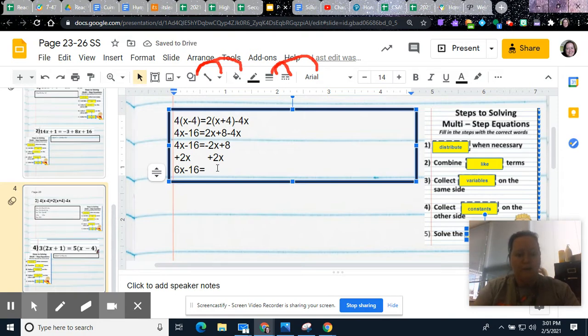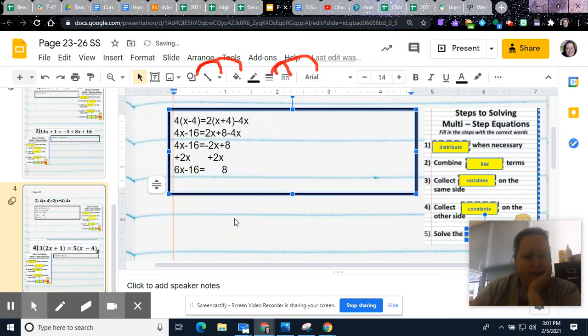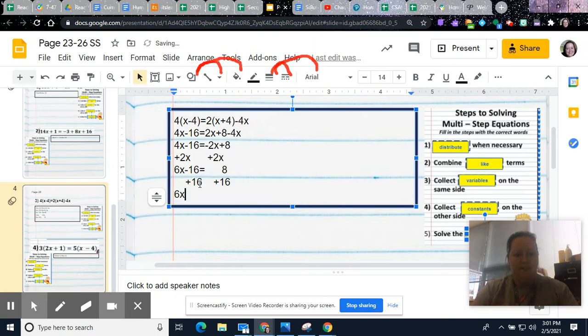That was the whole point of what we did. So you only have 8 left on that side. So now we've collected variables to the left. So now we're going to take the constants, the ones that are by themselves, and put them on the right. This is a -16, so you have to add 16 to both sides. Plus, there we go. Then you're left with 6x on that side. And then 8 plus 16 is 24.